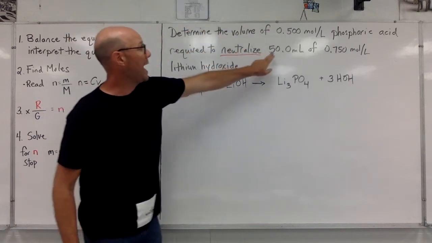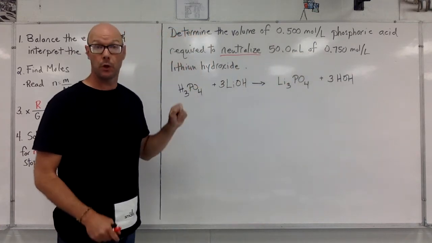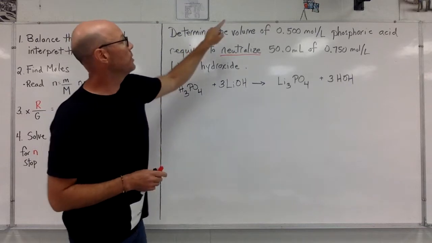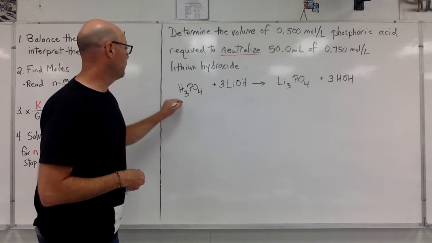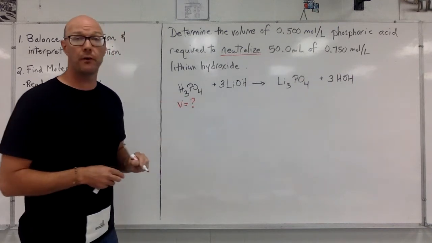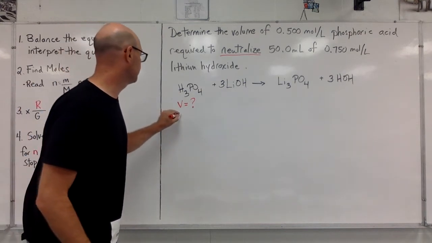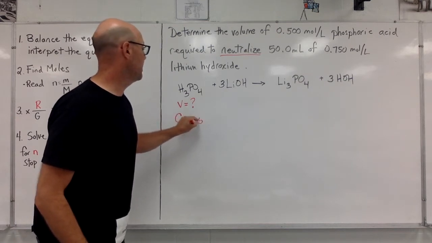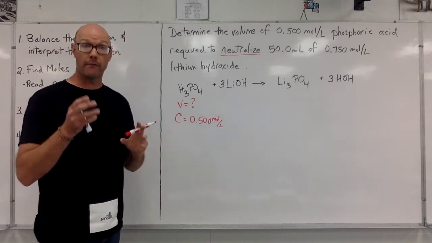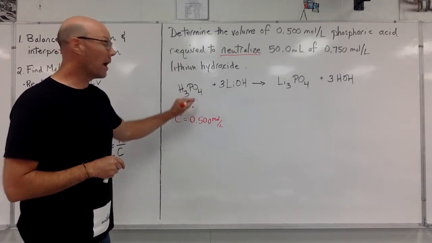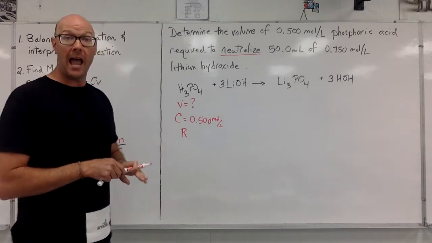Look at the other one. We actually have the volume. Volume of concentration chemical. That's going to help with our interpretation. Determine the volume of that concentration, that chemical. So it's saying we're looking for the volume of the phosphoric acid, and it has this concentration, 0.500 moles per liter. We're not used to that. However, we're going to get used to it pretty fast. Wherever the question mark is, that's the R. That does not change.